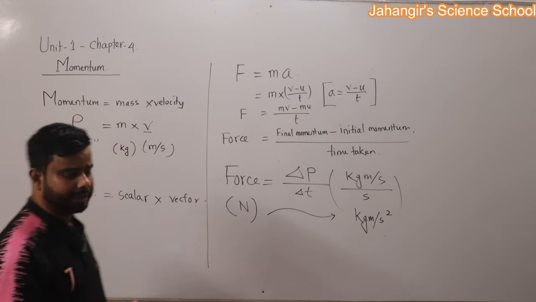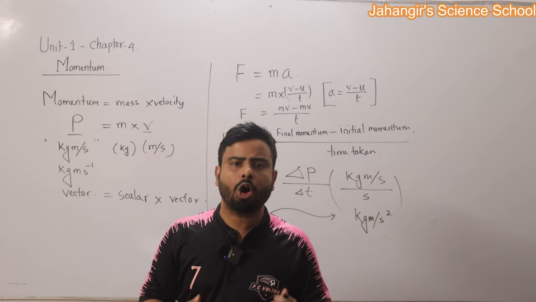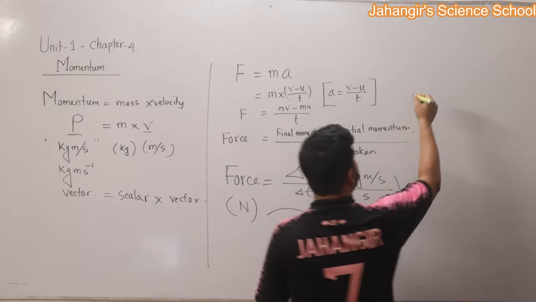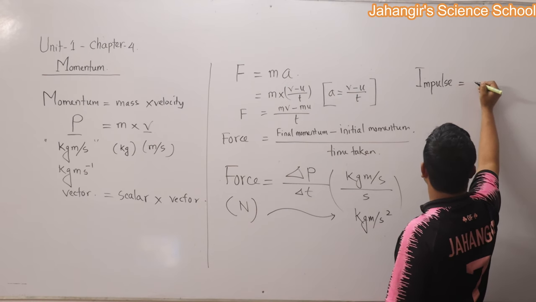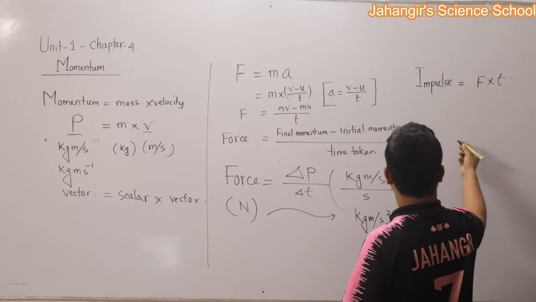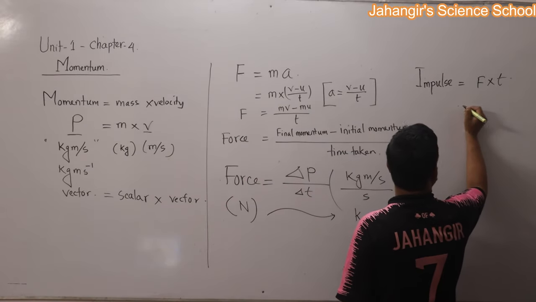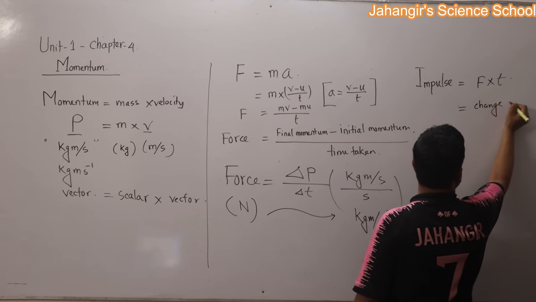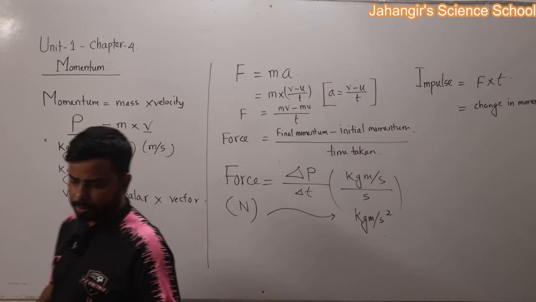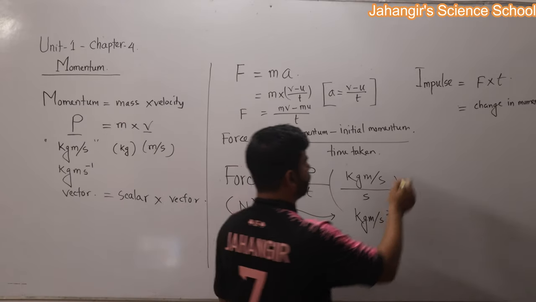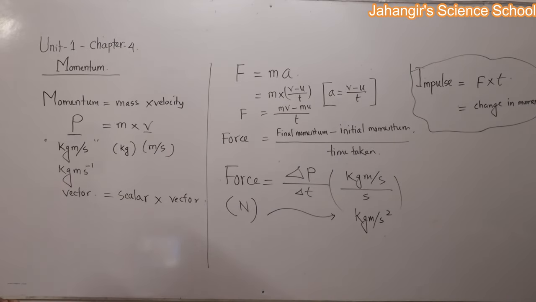Another thing, impulse. Do you know about impulse? If a large amount of force acts for a very short time, then the product of force and time is called impulse. So we can write impulse equals force into time. When we multiply force into time, then we get change in momentum. So we can write impulse equals change in momentum or force into time. So we can calculate impulse by the product of force into time or change in momentum.